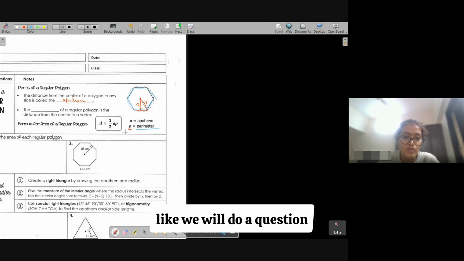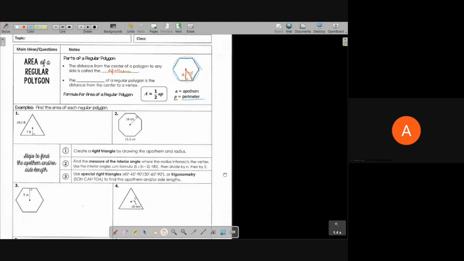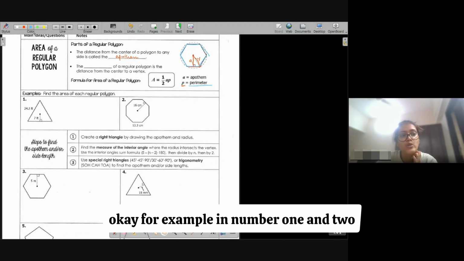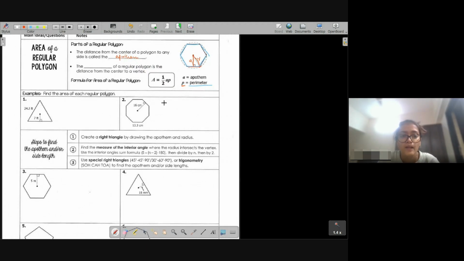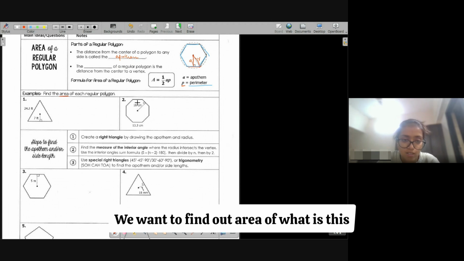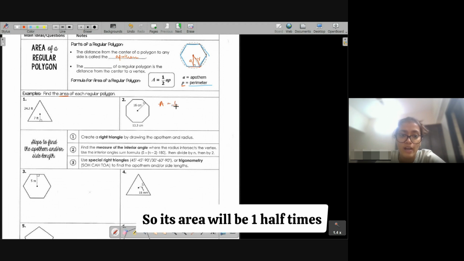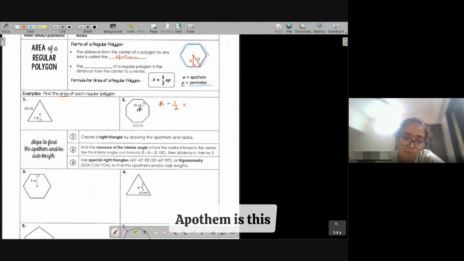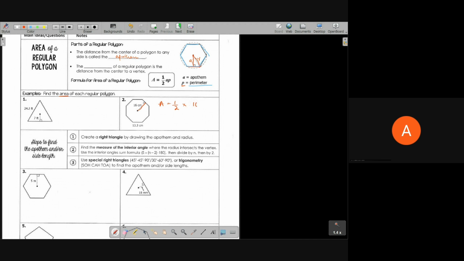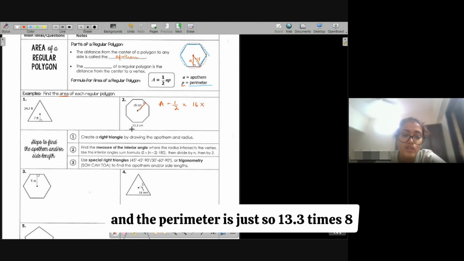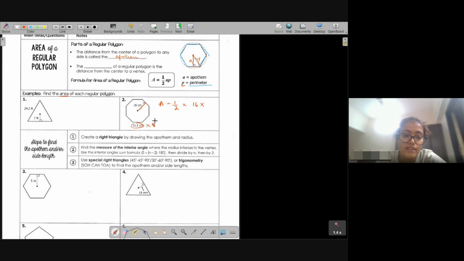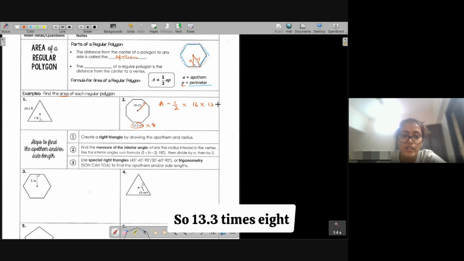Like we'll do a question. For example, in number 1 and 2, we can take number 2. We want to find out the area of, what is this? This is 1, 2, 3, 4, 5, 6, 7, 8. This is an octagon. So its area will be 1/2 times the apothem. Apothem is this. This is very easy. And the perimeter is just 13.3 times 8 because it has 8 sides. So 13.3 times 8, that will be the area.